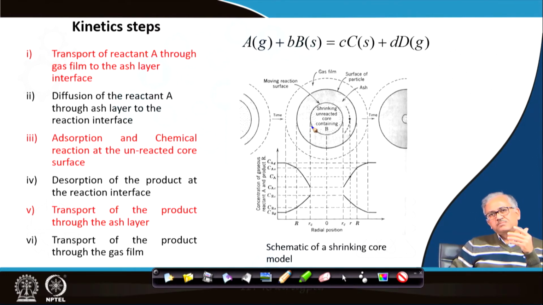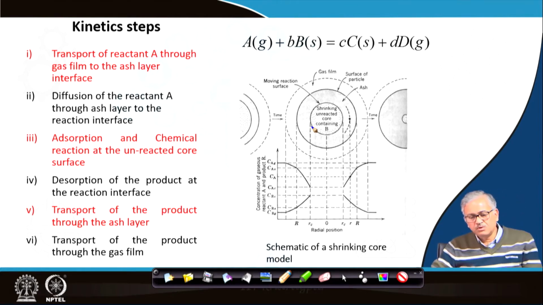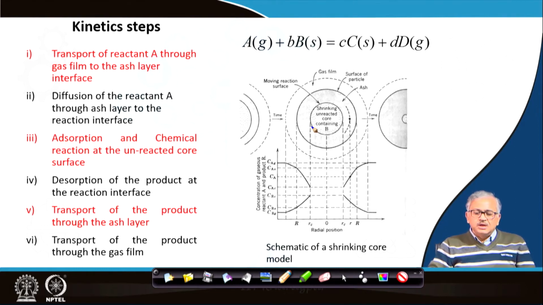So, after some time, diffusion through the ash layer may also be the rate controlling step. All possible rate controlling steps are possible. What you have to see is which is the slowest step, or if the resistance of all the steps is comparable, then it can be a mixed control also.